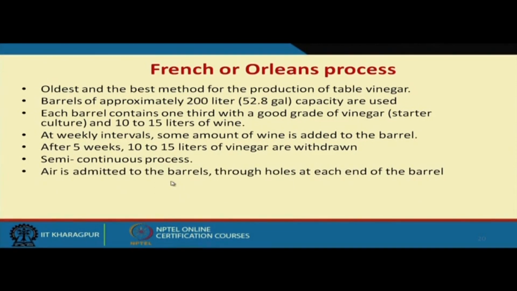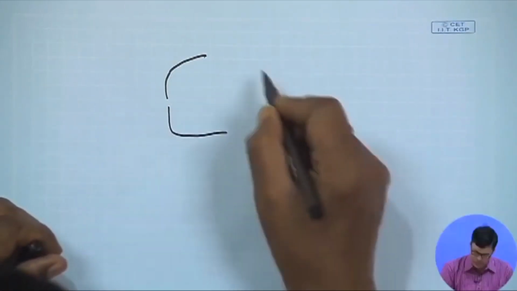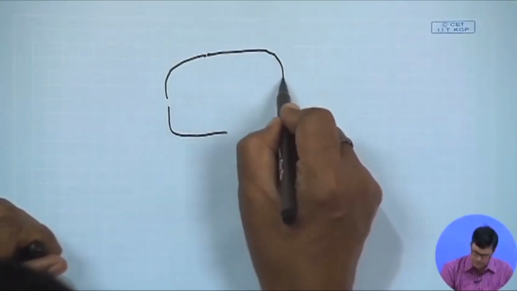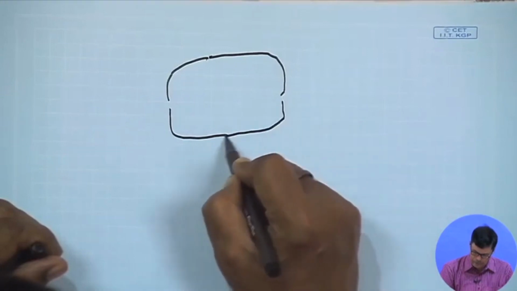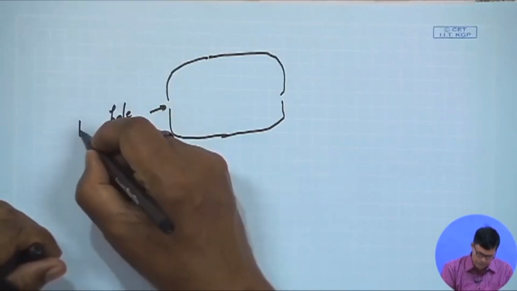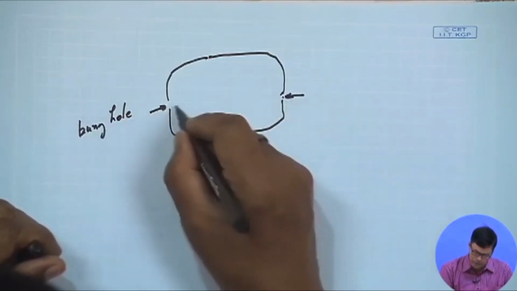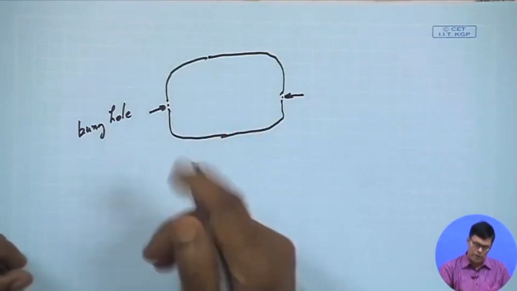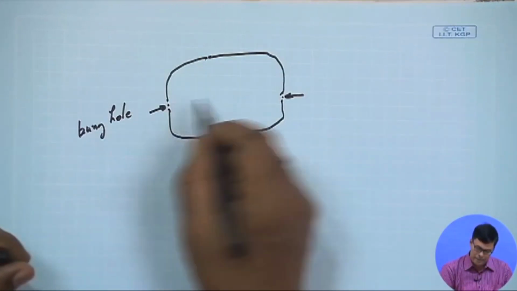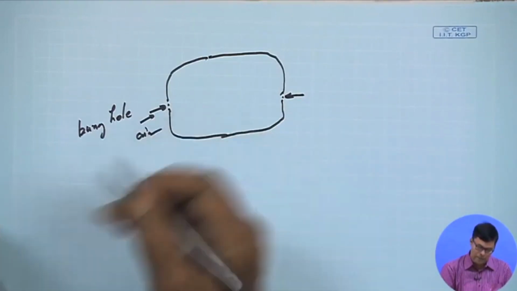Air is admitted at the barrel through the holes at each side of the barrel. I can show you this. It looks like this. This is called the bung hole. This is a hole where the air goes, but we put some kind of membrane here so that no flies and other things can enter into the system. At the same time, air can enter into the system through this.